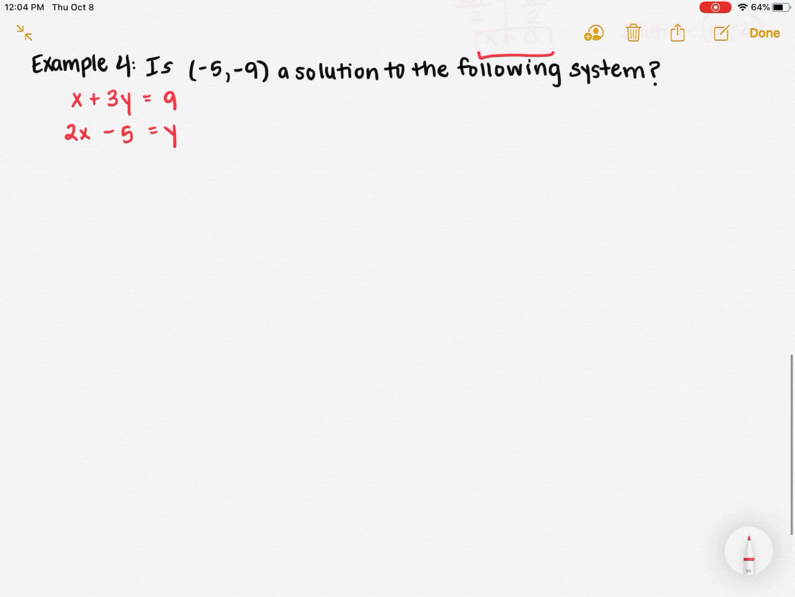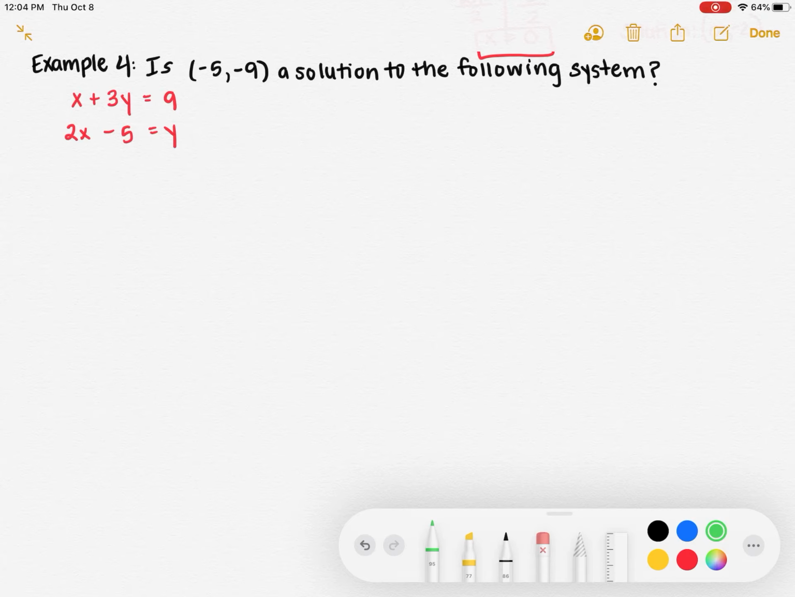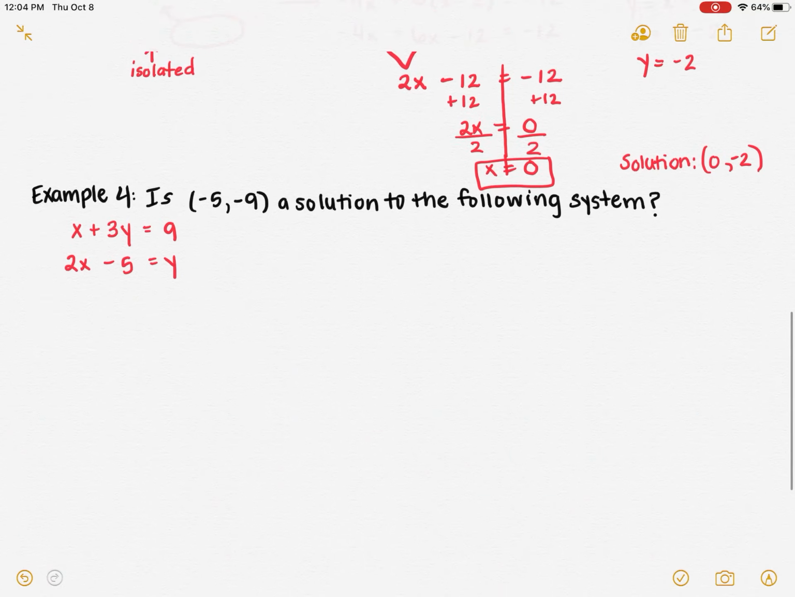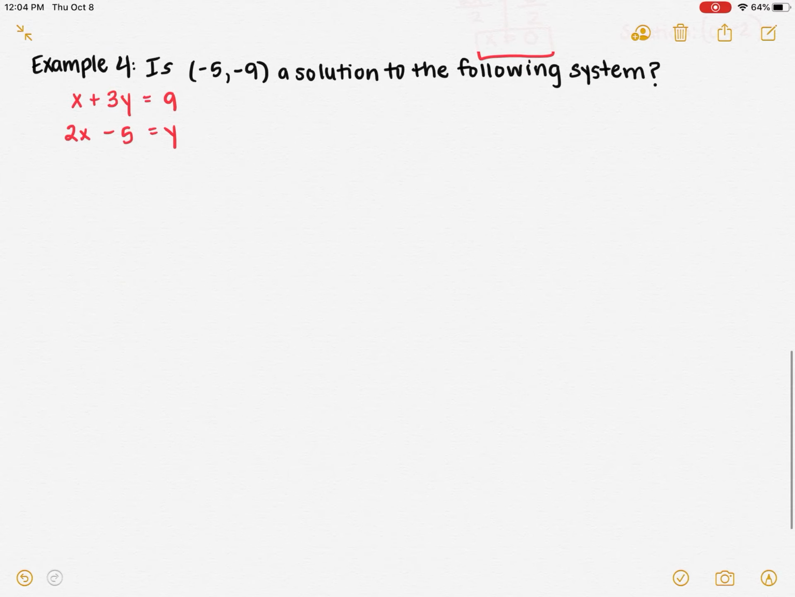Now in my last example, it's a little different. This time it's just asking, is negative 5, negative 9 a solution to the following system? And the system I'm given is x plus 3y equals 9 and 2x minus 5 equals y.